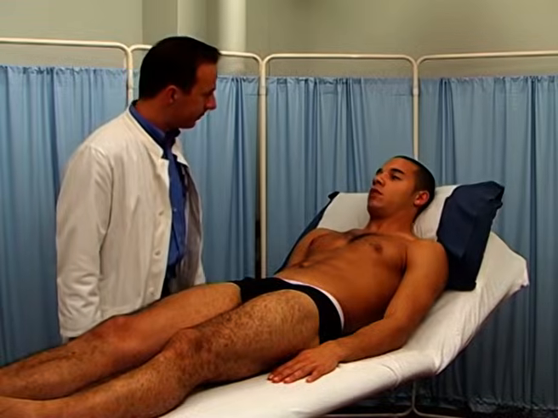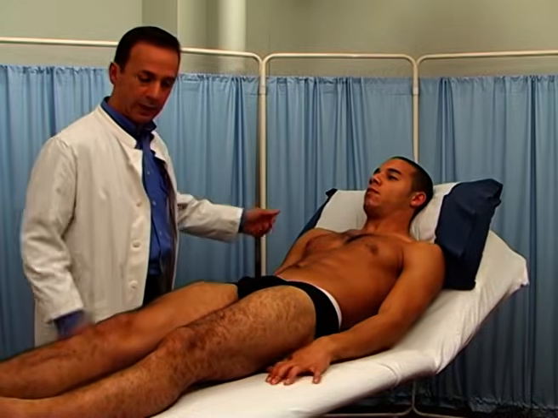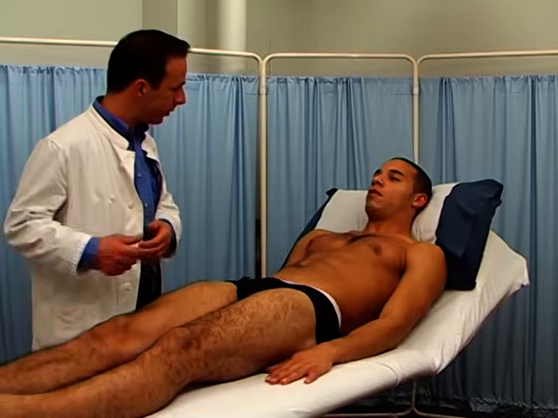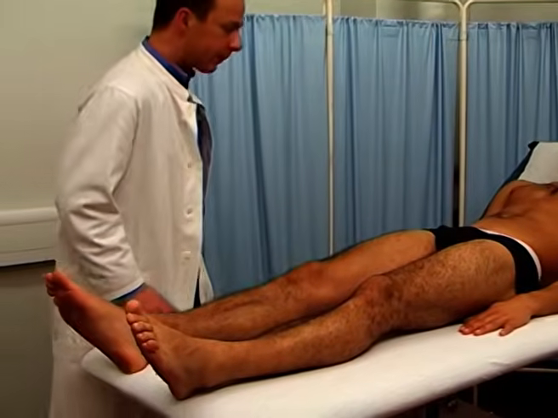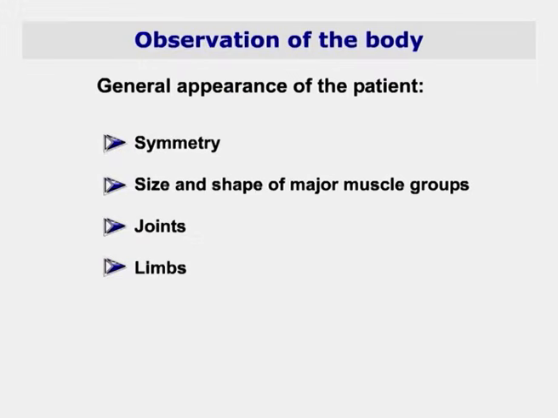The next part of the examination is close inspection of the body and general palpation. For this part of the examination, the patient should be lying supine and at 45 degrees. Start by observing the general appearance of the patient. In particular, inspect the symmetry, size, and shape of major muscle groups, the joints and limbs.